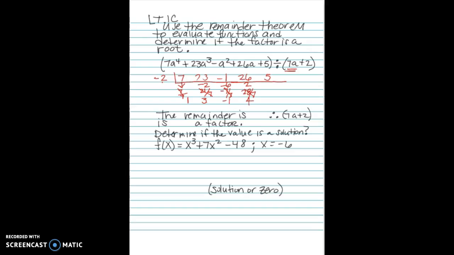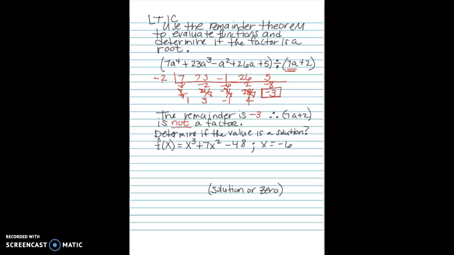And again, I have to divide by 7. 28 divided by 7 is 4. I multiply negative 2 times 4 for negative 8. Add, I get negative 3. The negative 3 is my remainder, so I do not have to divide that one by 7. Now, the fact that I do have a remainder of negative 3 means that 7a plus 2 is not a factor. In order for 7a plus 2 to have been a factor, my remainder would have had to have been 0.